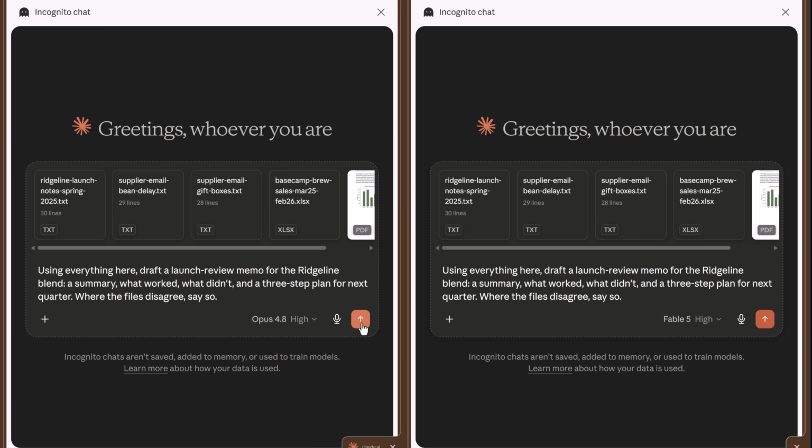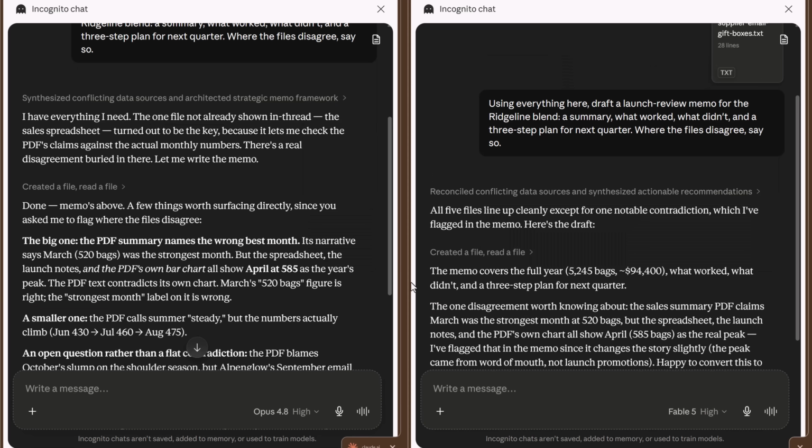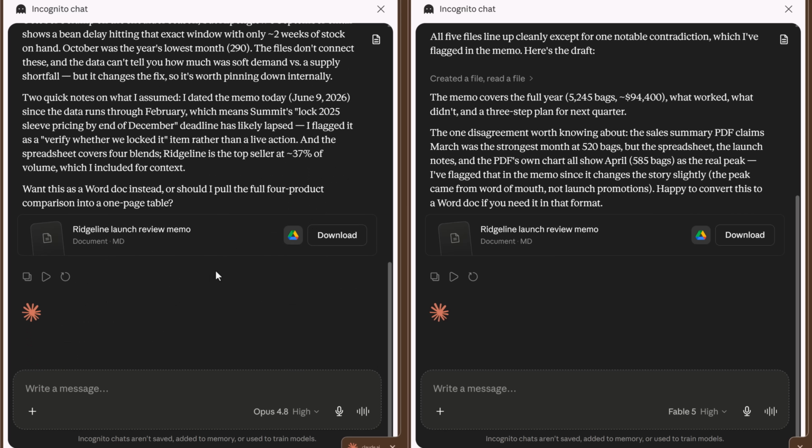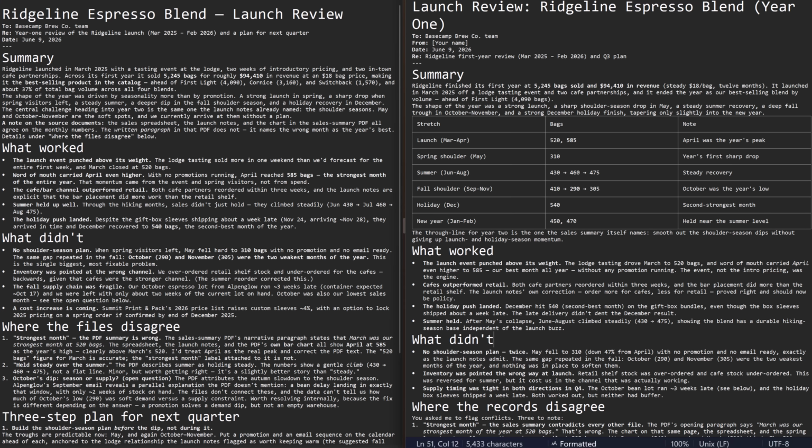Let's go ahead and submit this. Now we have both of our summaries here, but I'm going to open up the markdown file for both of these just so we can compare those. Both models pulled from all 5 files, both caught the contradiction, both used the launch notes to settle it: April, not March, and both told me to fix the summary before it goes anywhere.